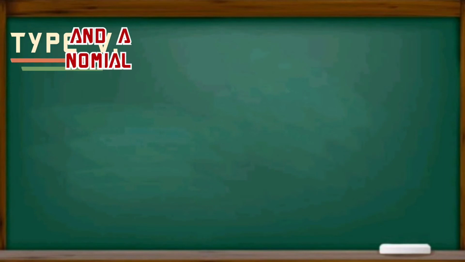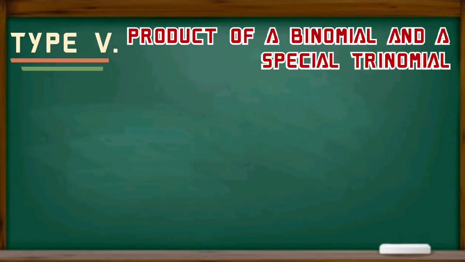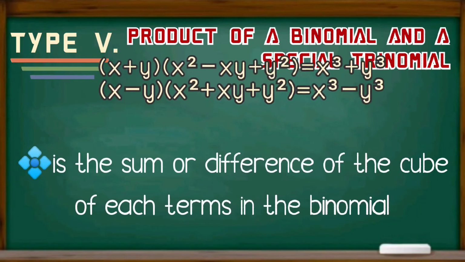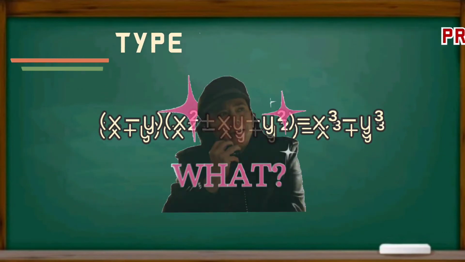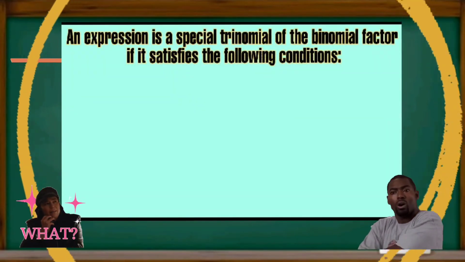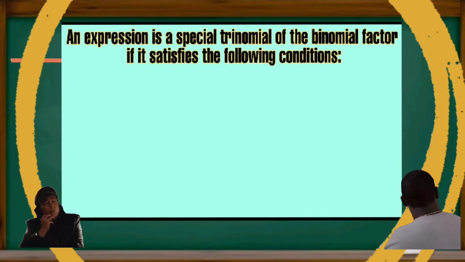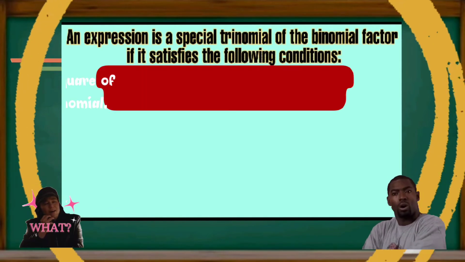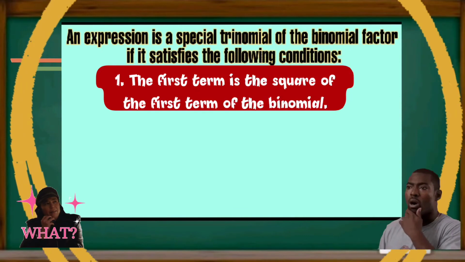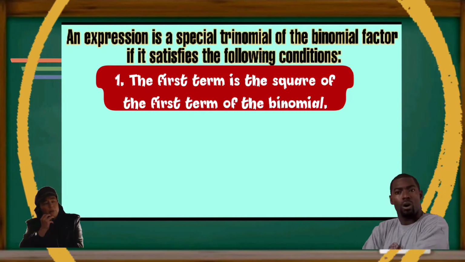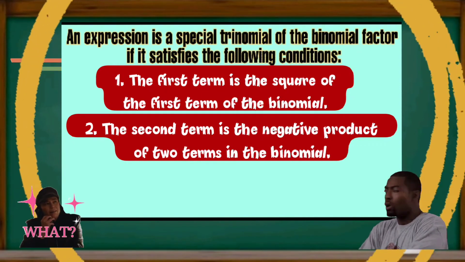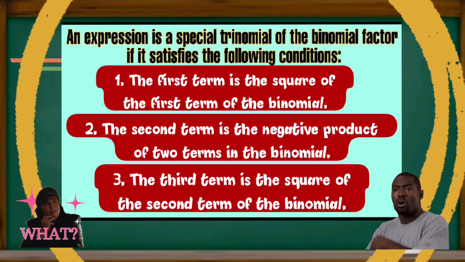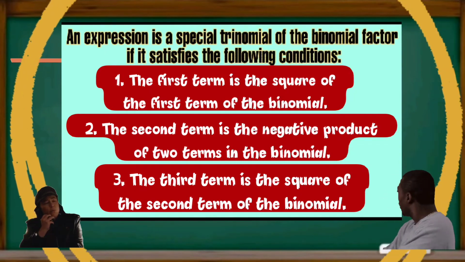35. Type 5. Product of a binomial and special trinomial. The product of a binomial and special trinomial is the sum or difference of the cube of each term in the binomial. An expression is a special trinomial of the binomial factor if it satisfies the following conditions. Number 1, the first term is the square of the first term of the binomial. Number 2, the second term is the negative product of the two terms in the binomial. Number 3, the third term is the square of the second term of the binomial.